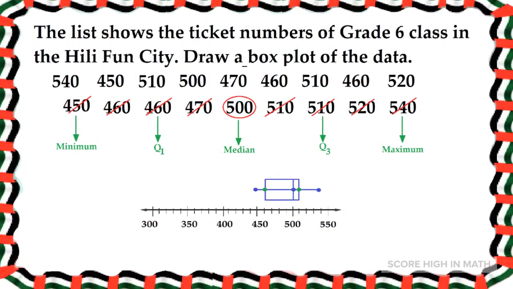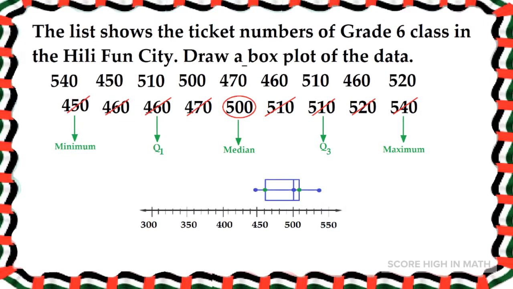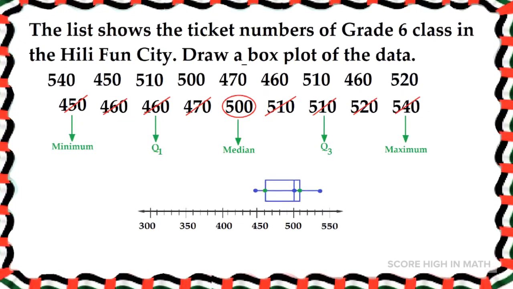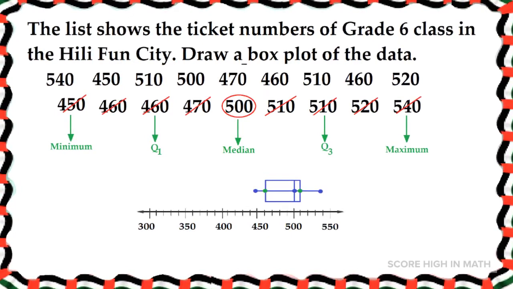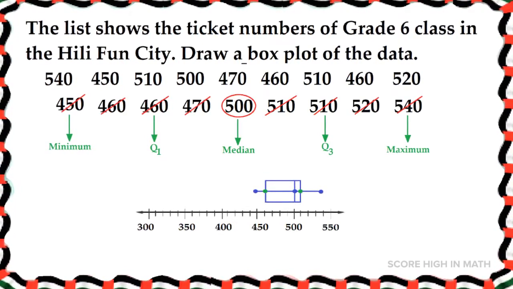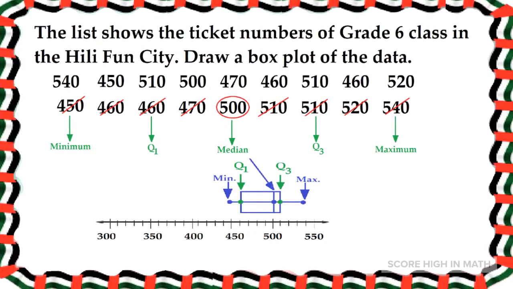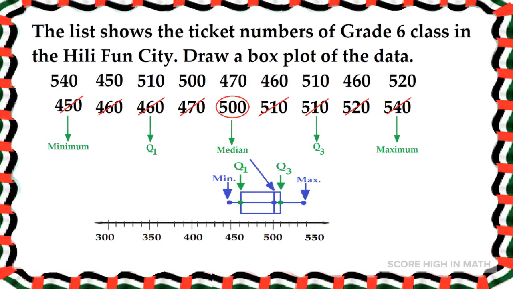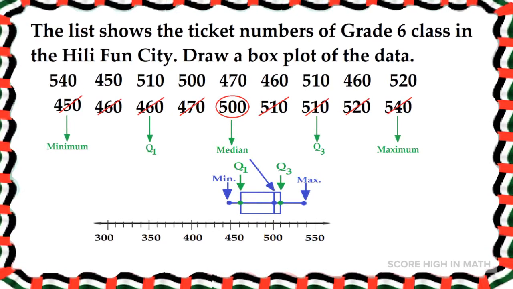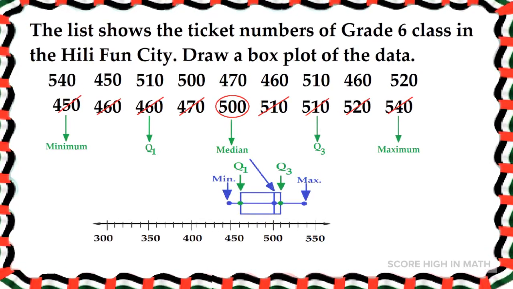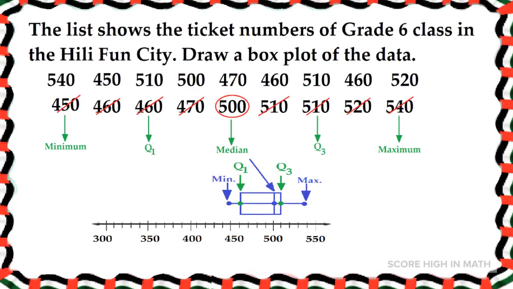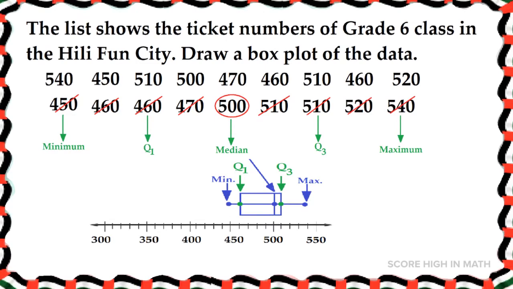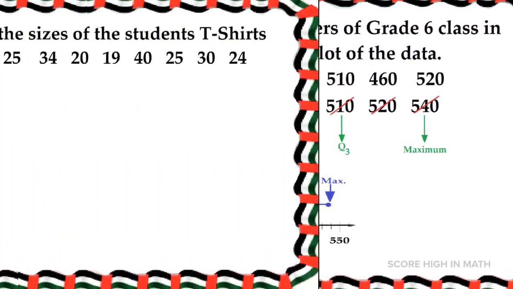We can place a dot on each measure of variation to identify which one is the minimum, the first quartile, median, third quartile, and maximum value. So that you will be guided, I placed all the indications of each measure of variation. And our box plot is complete. We have the minimum, the first quartile, the median, the third quartile, and the maximum value.